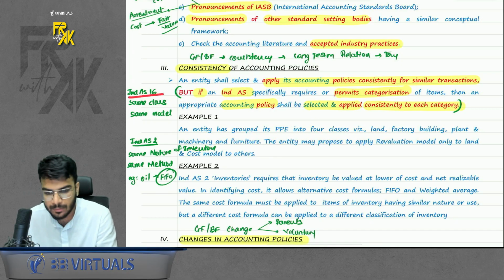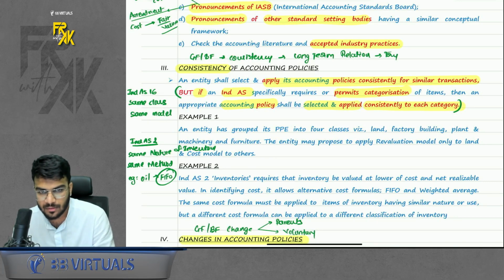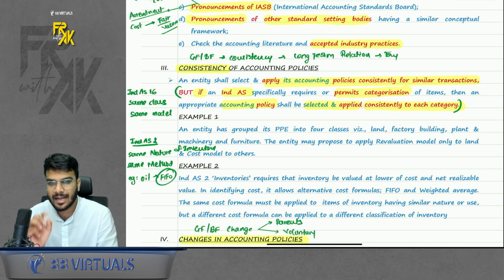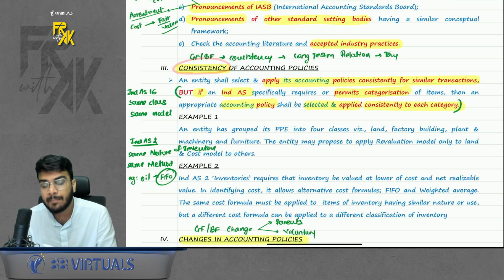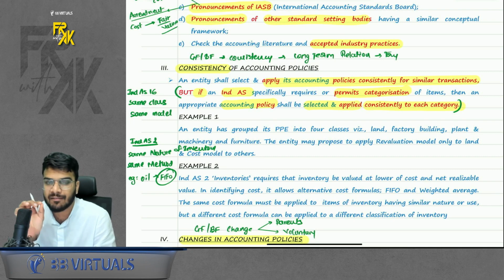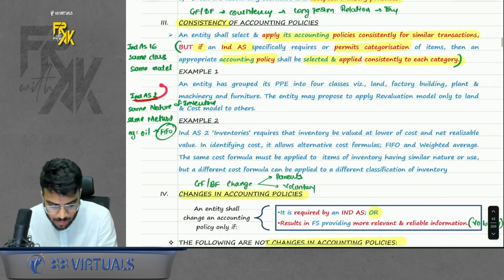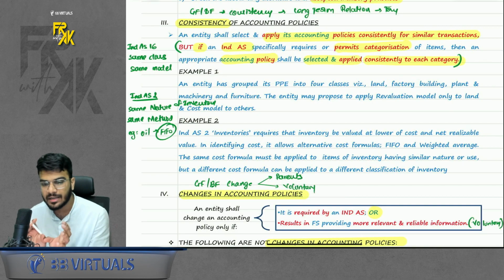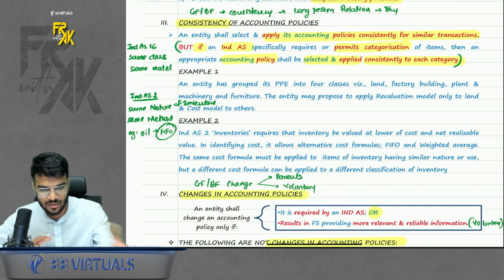For example, do you remember in Ind AS 16 it was said that for the same class we will use the same model, right? That means if there are different natures of different classes of assets, in a different class a different model is allowed. Similarly, Ind AS 8 also says that when you're applying a policy, you can check whether the respective Ind AS permits category-wise applying or not. Similarly, in inventory also it was there, same nature of inventory, same method. But if the inventory nature is different, you can use different methods for different natures of inventory.